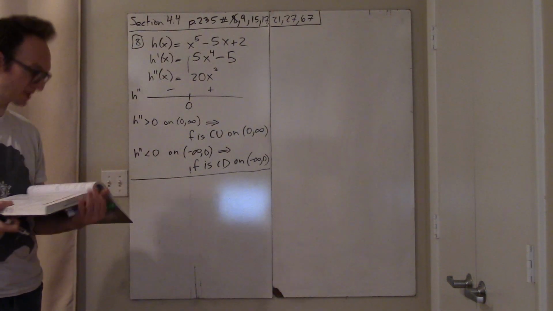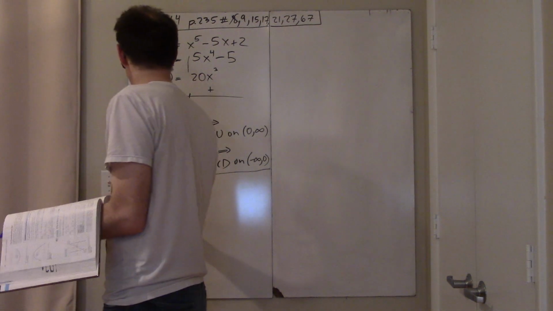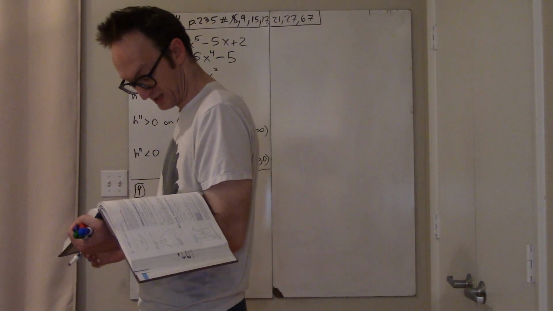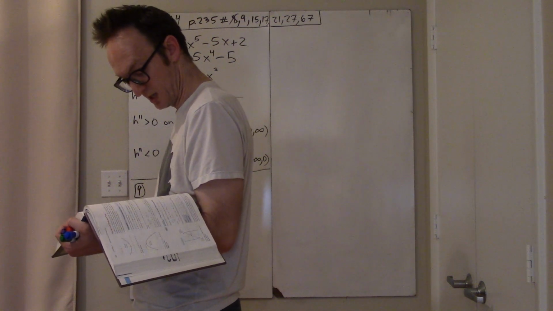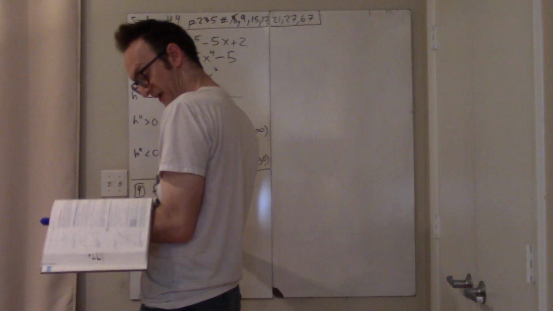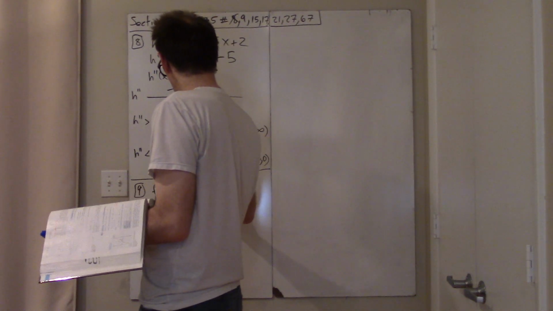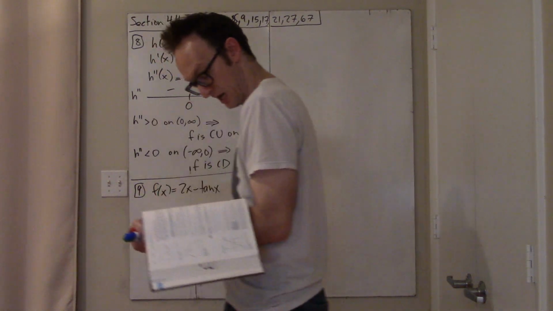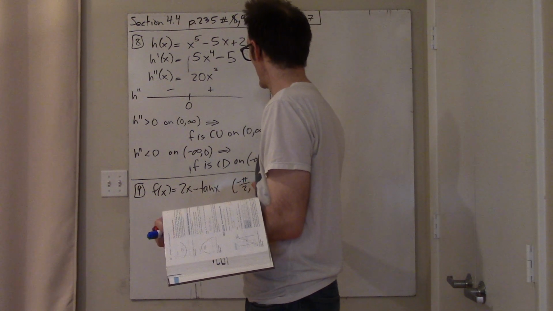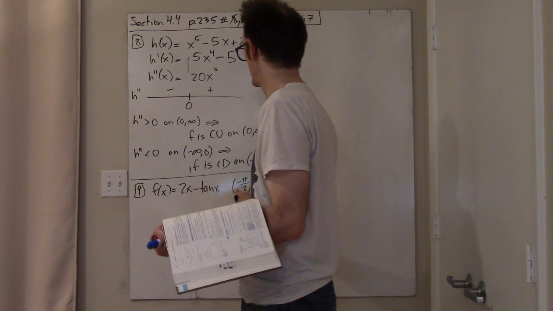9. Is this just the same problem, just more maybe work to do because it's a harder function or something? But actually not even. Here is the function. The function is f of x equals 2x minus tan x on the interval from negative pi over 2 to pi over 2.